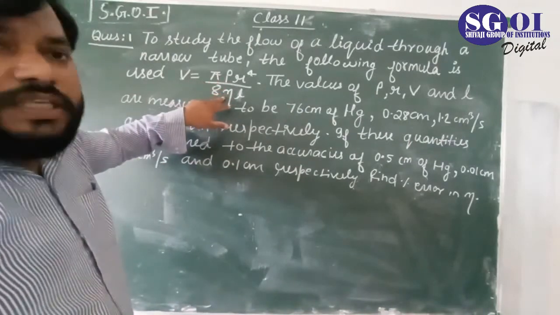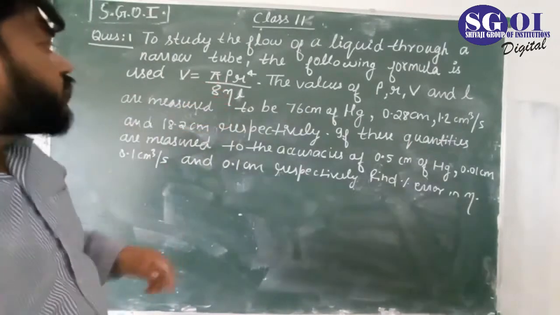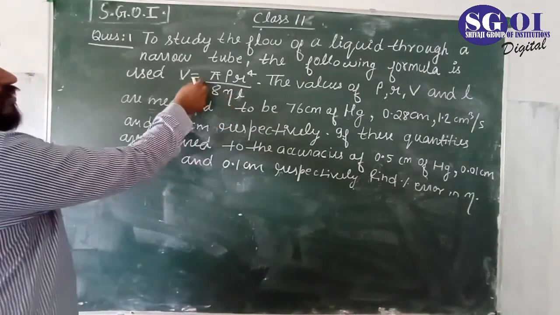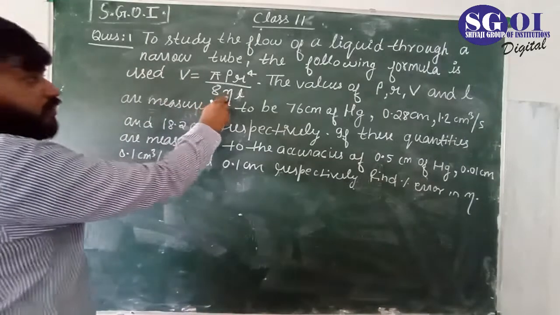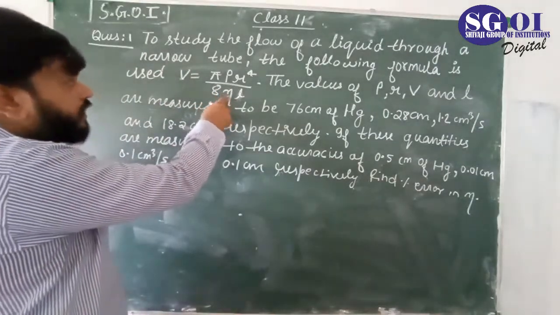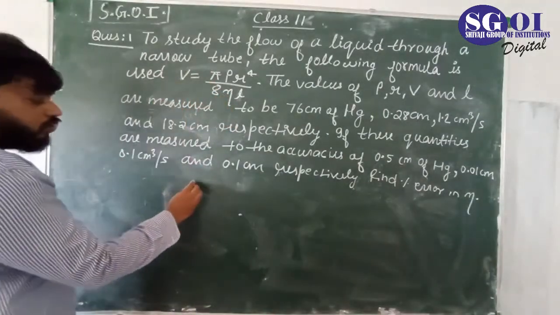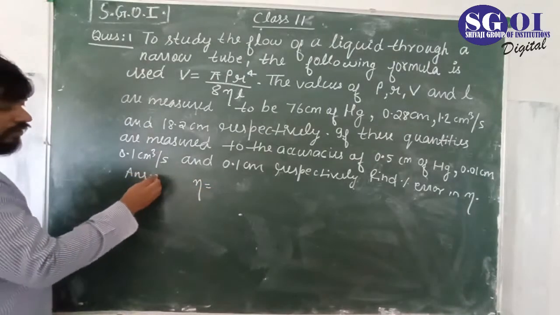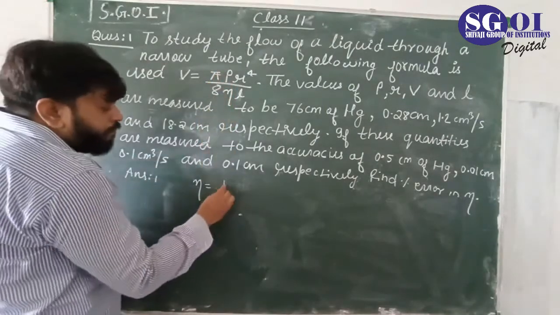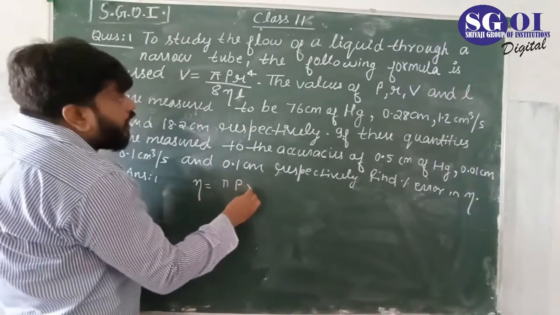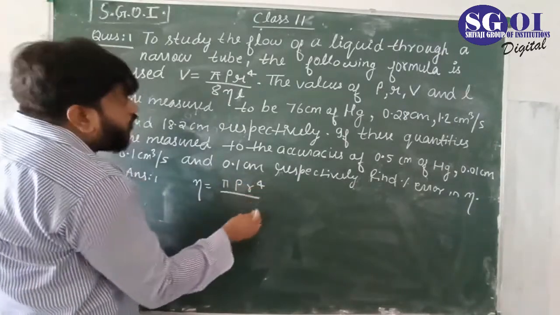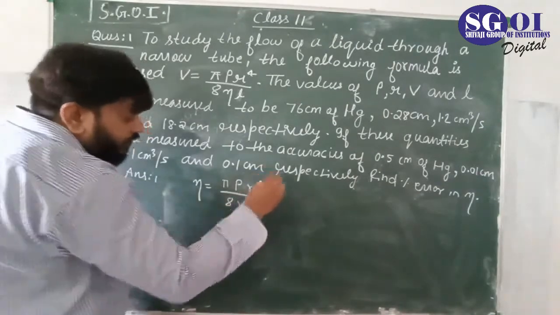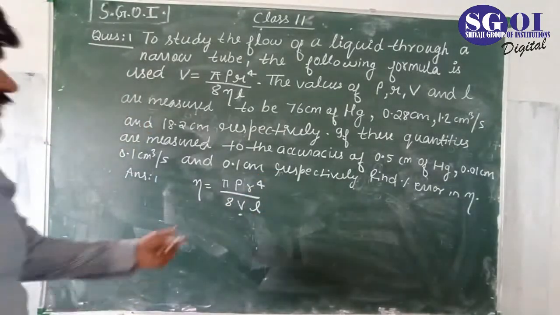So we would make this term the subject. For making this the subject, we would move this term across the equal sign, and here it is in the denominator, so it would become numerator. So we can write eta equal to pi P r to the power 4 upon 8 V L. This is the eta.